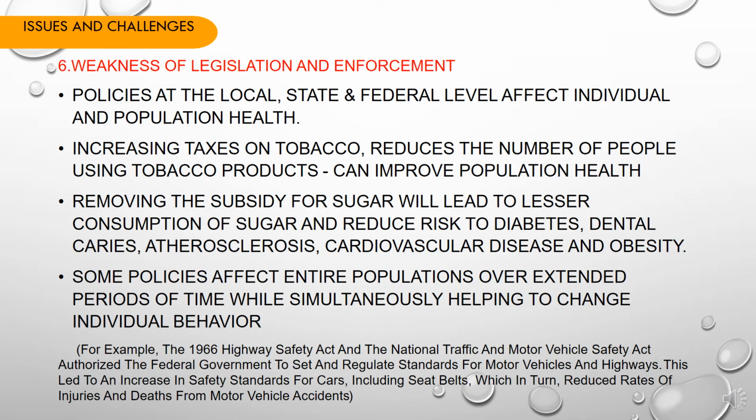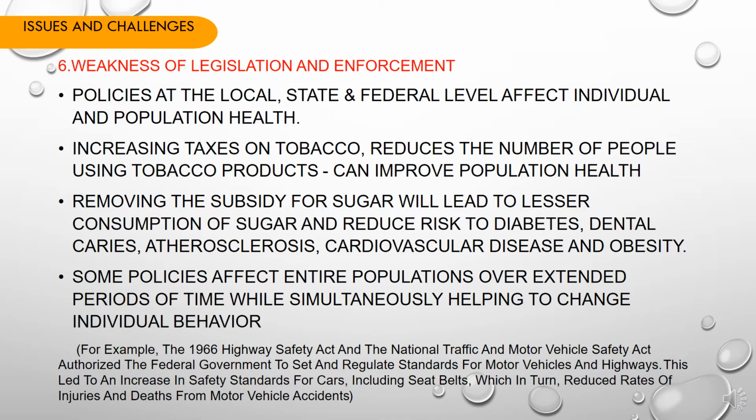Number 6 is the weaknesses of legislation and enforcement. This is about policies which affect individual and population health. Increasing taxes on tobacco reduces the number of people using tobacco products and can improve population health. But there's always the other part whereby it will affect the economy, and at the end, the healthcare cost is much higher, which people do not really look at.